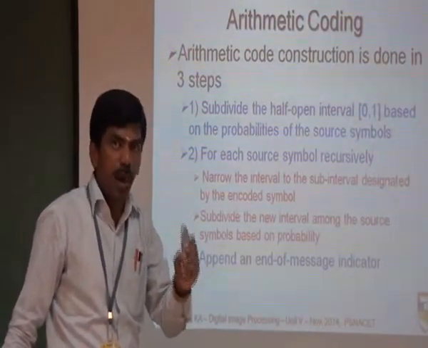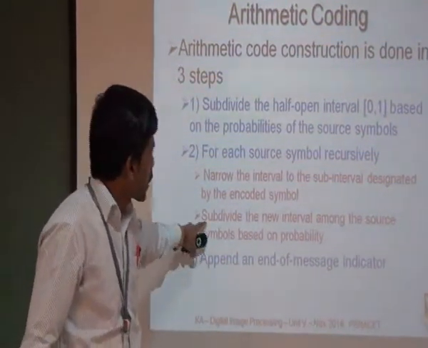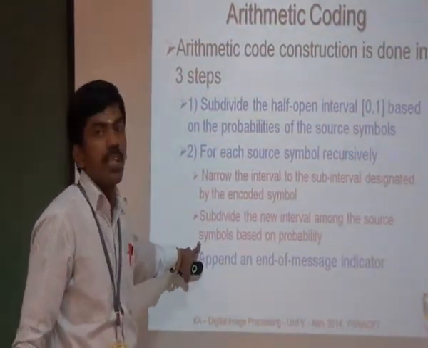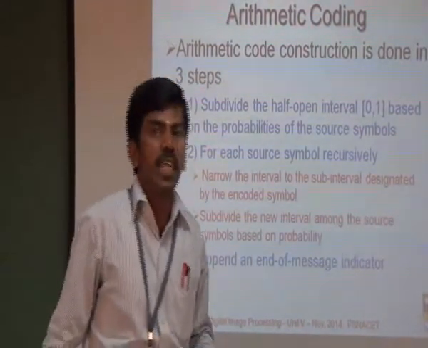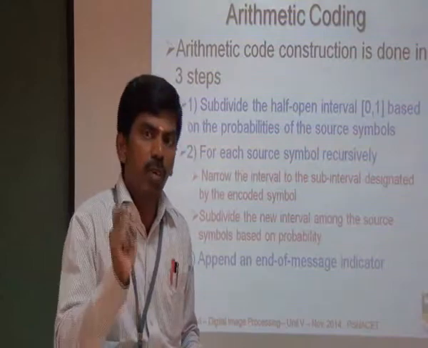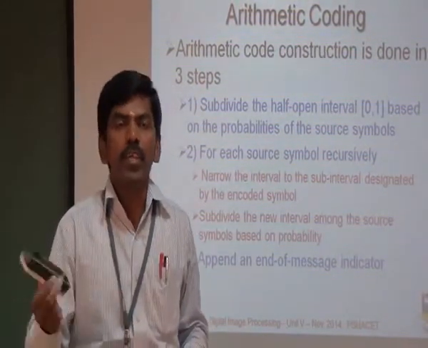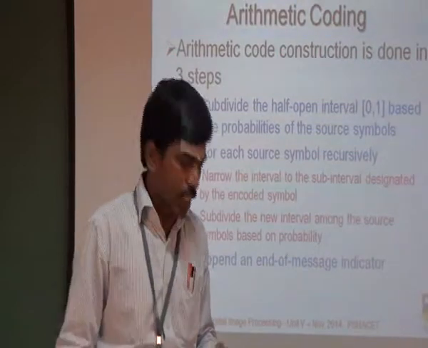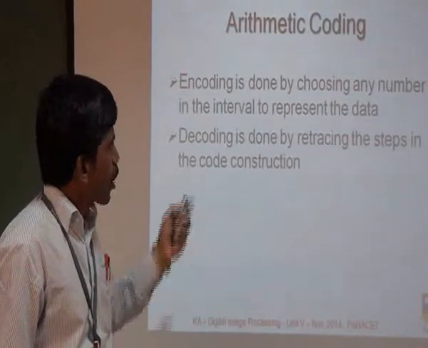Originally 0.2, we can make a sub-interval still 0.2. Subdividing the new interval among the source symbols based on their probabilities, we can do this. Finally, we append the end-of-message indicator. What will happen? Finally, you find only one tag. In the receiver end, using the tag, we reconstruct the message. So encoding is done by choosing any number in the interval to represent the data.